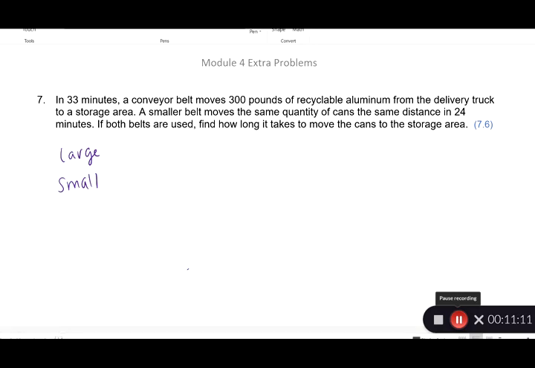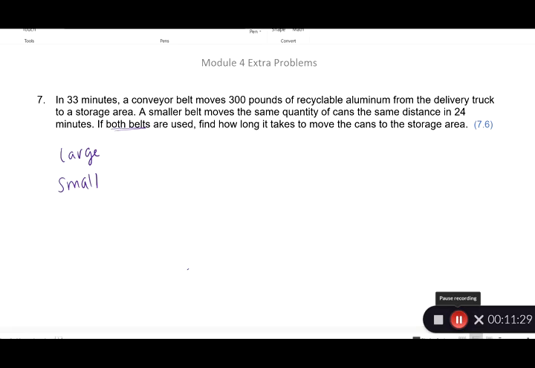Okay, and we want to know how long it takes to move the cans to a storage area if both belts are used, right? So if they're both working together. And the common mistake people make is they say, oh, well, 33 plus 24, yeah, it'll be 57 minutes, and that's when they'll be done.